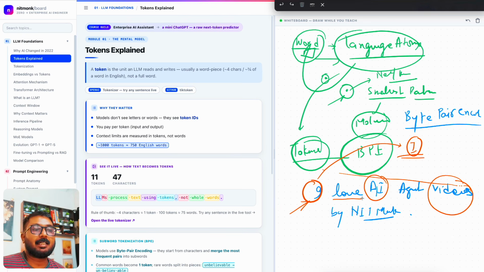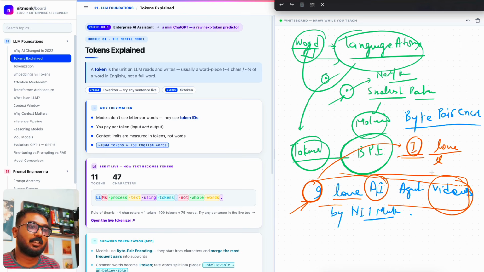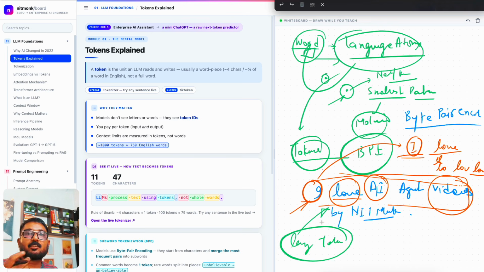Similarly, I'll try with love. I'll select L and search the complete sentence to see if L could be a single word. If I'm not happy with L, then I try LO, then LOV, then LOVE. At the place of LOV, I see, yes, LOV could be a kind of word, a language atom. So that language atom is a token. The model does not see letters or words, it sees a token ID.